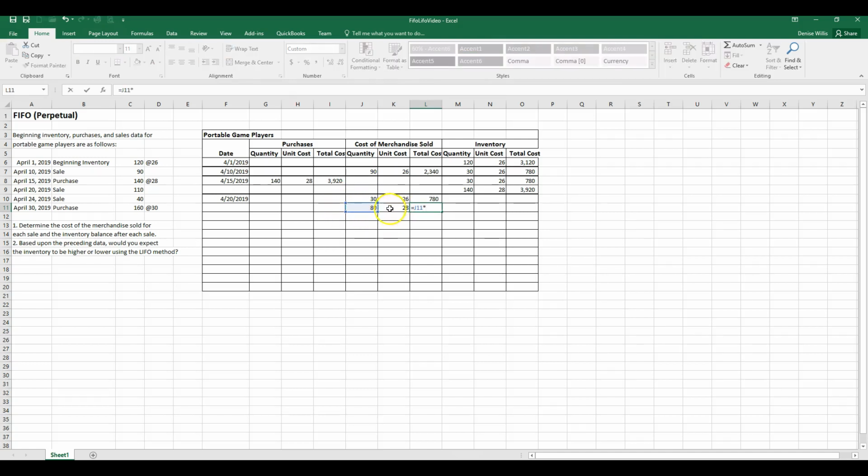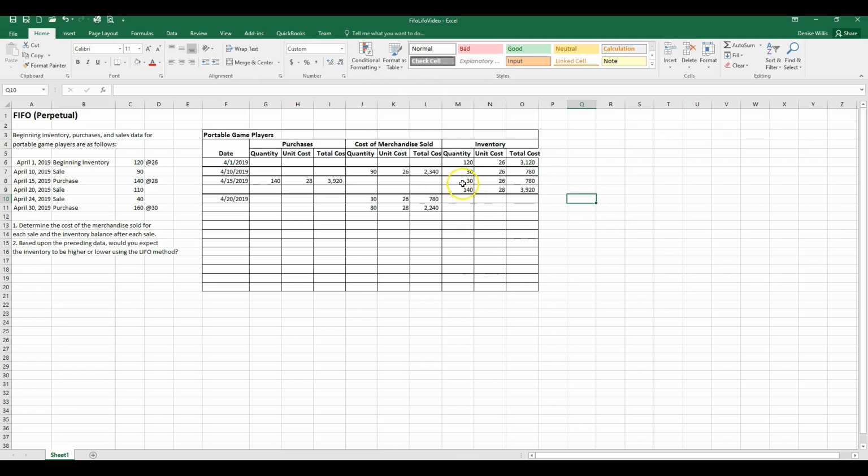So the total for that layer of inventory is $22.40. If you were to make a transaction and needed to know the total cost of merchandise sold, you would have to add those two together. So total cost of merchandise sold is $780 plus $22.40, or $3,020. Okay. Now we've got to update our inventory again.